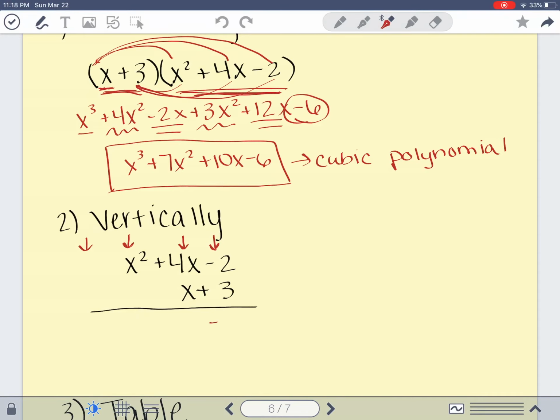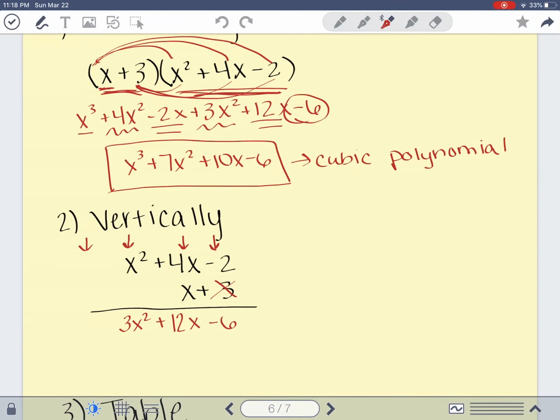So we've got negative 2 times 3 gives us negative 6. 3 times 4x gives us a positive 12x. And then 3 times x squared gives us a positive 3x squared. Now, we've multiplied everything by 3. So let's go ahead and multiply everything by this x.